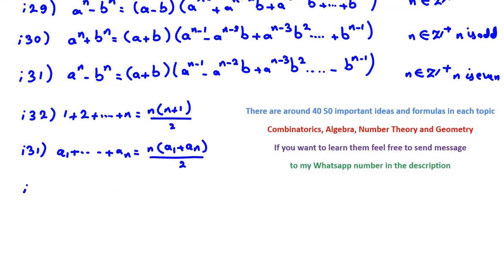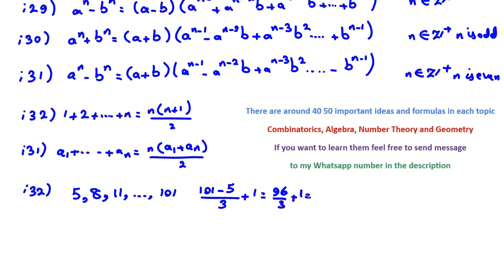If you want to know the number of elements, for example, it is a plus d. For example, 5 plus 3, 8 plus 3, 11. And mod 3, they are 2, so 101. If you want to know the number of them, last one minus first one over a common difference, which is 3, plus 1. So it will be 101 minus 596 over 3 plus 1, which is 32 plus 1, 33.